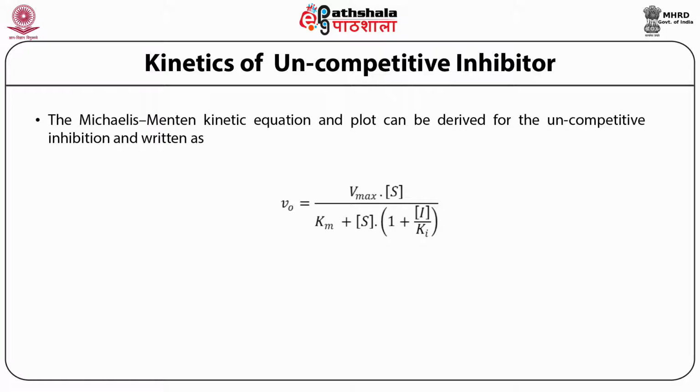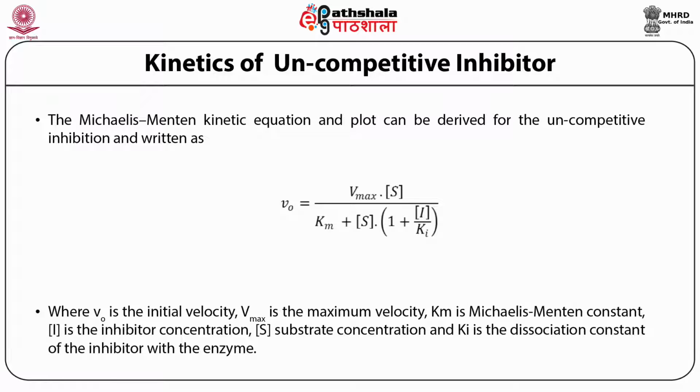So both get cancelled. Km divided by 1 plus I upon Ki, multiplied by 1 plus I upon Ki, both get cancelled. So we will only be left with substrate concentration, which is multiplied by 1 plus I upon Ki. So if you see this equation, it looks like Vmax and Km are unaltered, but that is wrong. They are altered, but both are cancelled because of the solving of the equation.